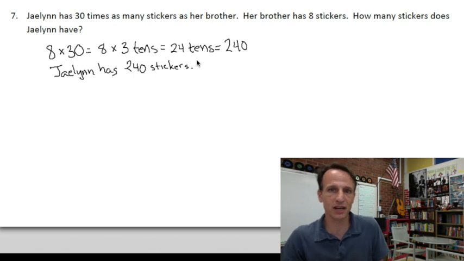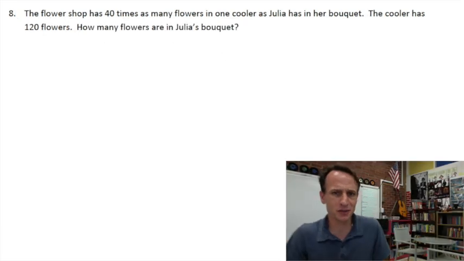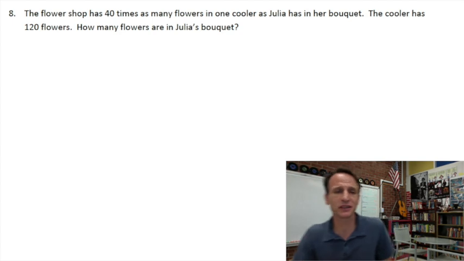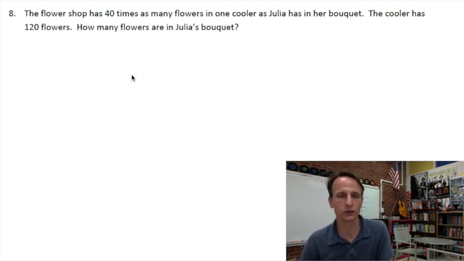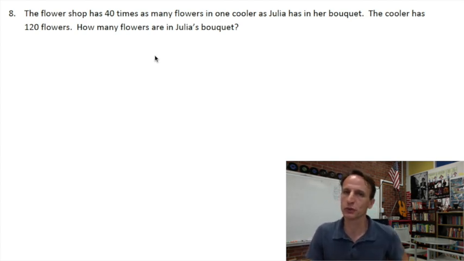Let's do it. Number 8. And there's always a question about flowers, too. So here it is. This is a good one, though. I like this. You got to think a bit. The flower shop has 40 times as many flowers in one cooler as Julia has in her bouquet. The cooler has 120 flowers. How many flowers are in Julia's bouquet?